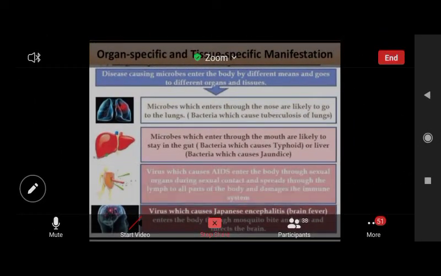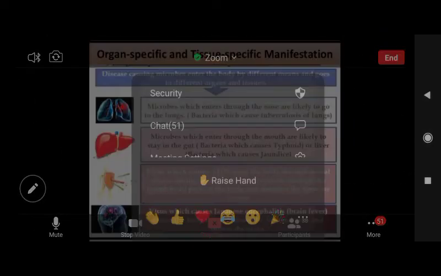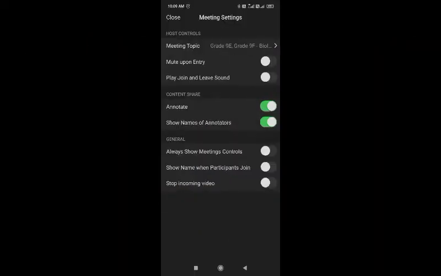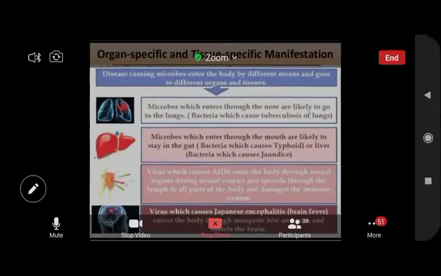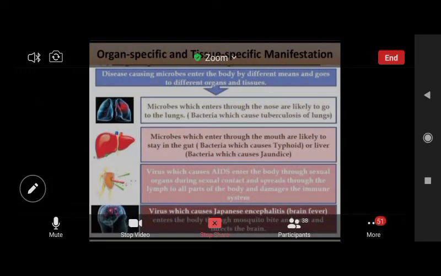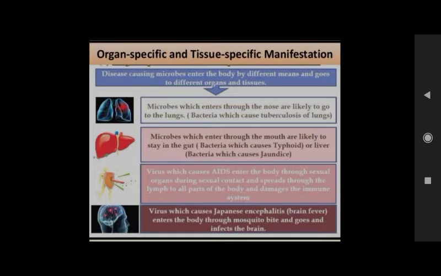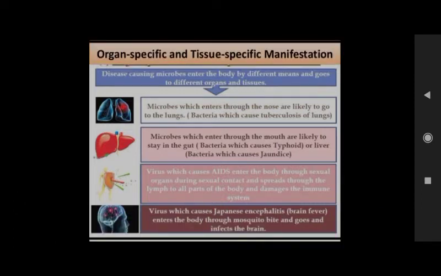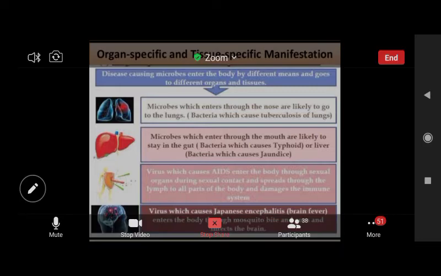Yes, is my image visible to all? Is the image visible to all? Is my screen visible? Yes, students, is it visible to all? Just give me a quick remark. Okay.